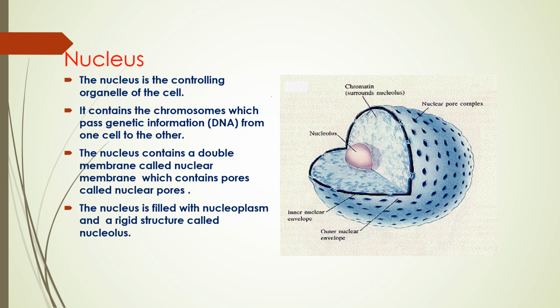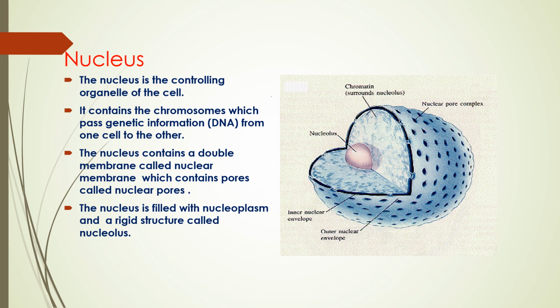The nucleus is the first organelle you're going to study. The nucleus is the controlling organelle of the cell, like the head of an organization who runs and maintains the system. Nucleus has got such a powerful position. It contains the chromosomes which pass genetic material, or in other words DNA, from one cell to the other. DNA stands for deoxyribonucleic acid. This is the material with which the genetic material is formed.